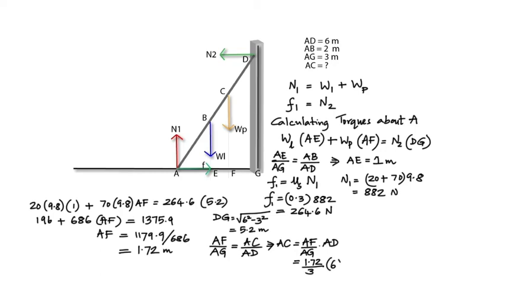So rearranging, AC is AF by AG times AD. Okay, so that's 1.72 times 6 by 3, which is 3.44 meter. Remember, we got AF here as 1.72. AG is given as 3 meter. AD is given as 6 meter. So the person can climb up to a distance of 3.44 meters before the ladder begins to slip out.